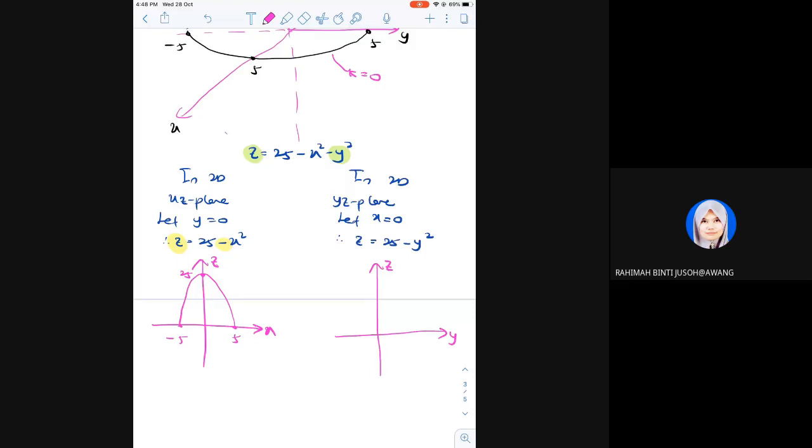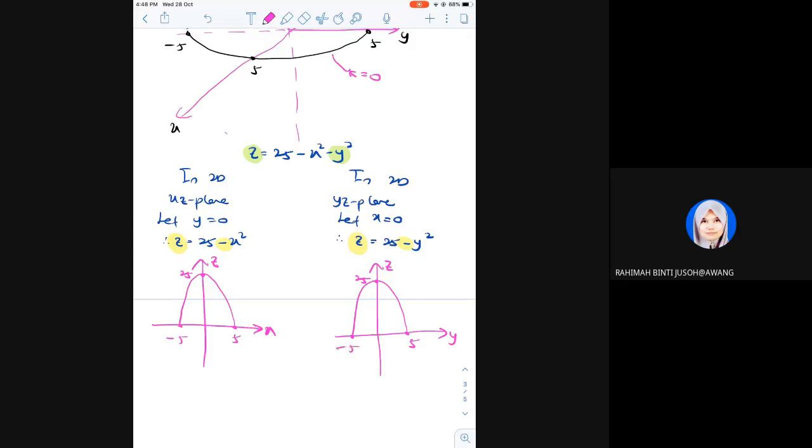Okay, so now again guys, we have z as the subject. So bila z sebagai subject, parabola kita either upward or downward, and of course it becomes a downward because we have negative. Okay, negative y squared. But we have shifting 25, so of course we will have this parabola. Okay, so this is 25, right here is 5, and right here is negative 5.